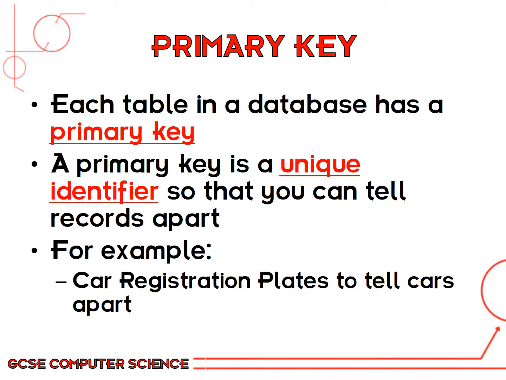Primary key is a unique identifier so that we can tell records apart. So every relational database should have a primary key. In fact, even a flat file database should really have a primary key so that you can tell the difference between records. A good example of this is if you had a record with cars. So a database full of cars, you'd need some way of telling the difference between two black Ford Focuses, for example. The registration plate is what we use to tell all cars apart from each other. It's unique because no two cars can have the same registration plate.